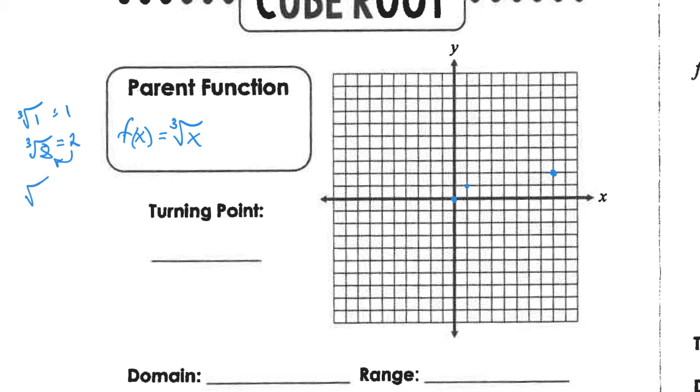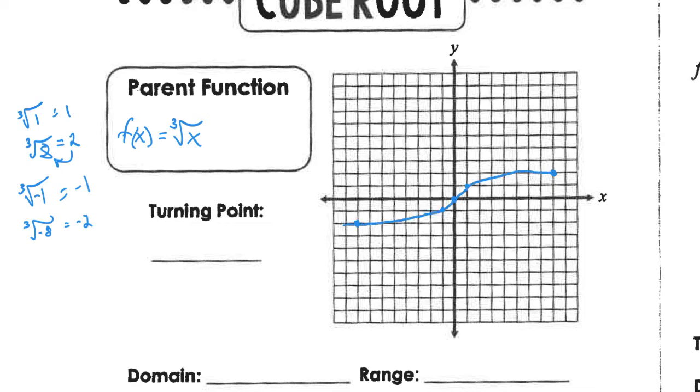But what about the negatives? Now, with cube root functions, the negatives do work because negative 1 times negative 1 times negative 1 is negative 1. And then kind of like 8 and 2, the only way to get down to negative 2 is to go all the way to negative 8. Because negative 2 times negative 2 times negative 2 is negative 8. So there's my cube root function.